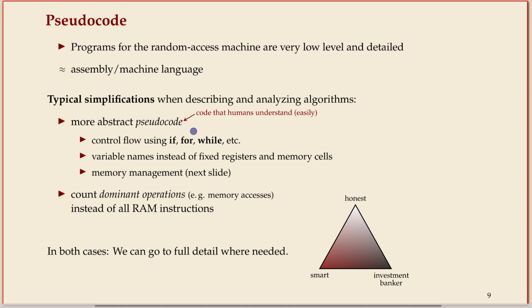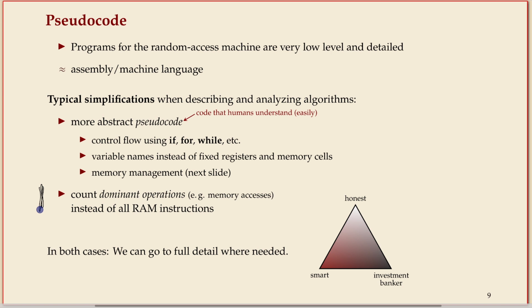Because we allow ourselves to work with this more abstract pseudocode, what we'll usually do is count dominant operations. So we don't count all instructions in the RAM program, because that would need us to write down exactly the program that we want to analyze.